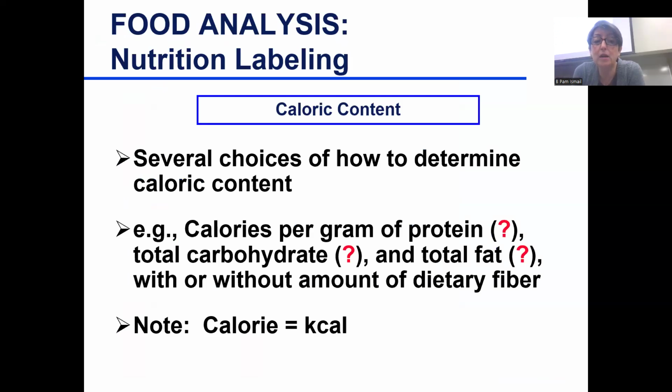Caloric content: there are different ways to calculate or determine the caloric content in a food. There is the calorie bomb. Have you heard of that equipment? You put the food in the equipment and then boom, you burn everything off and you just record the energy. But oftentimes you just add up calories based on the composition of the food.